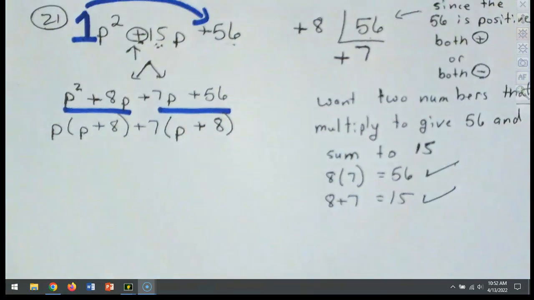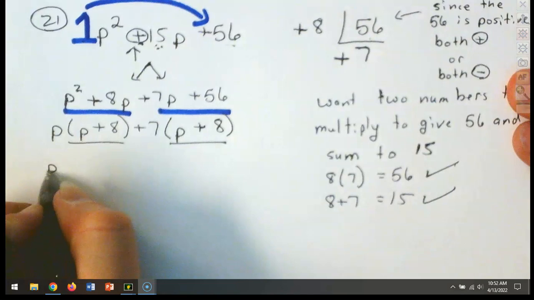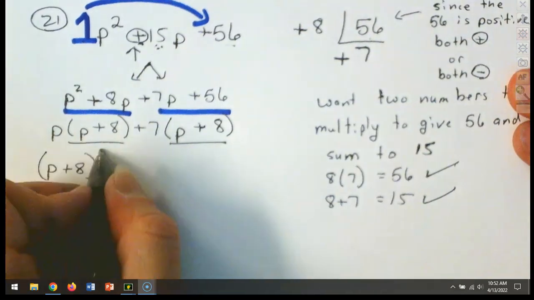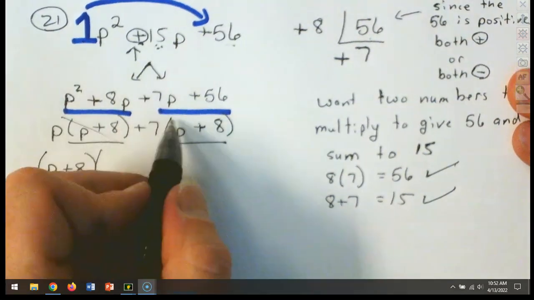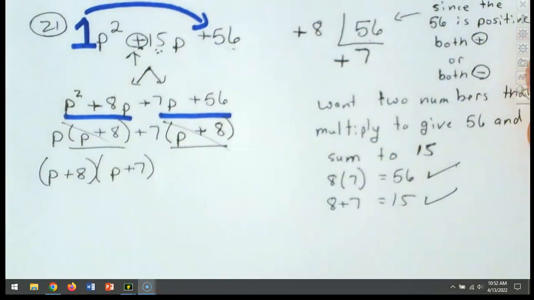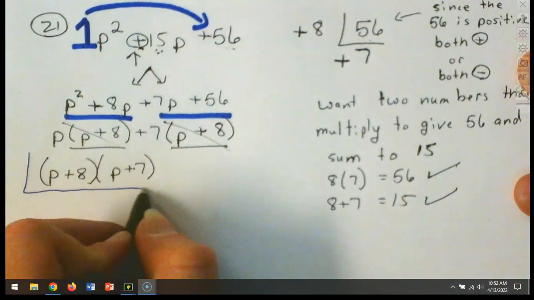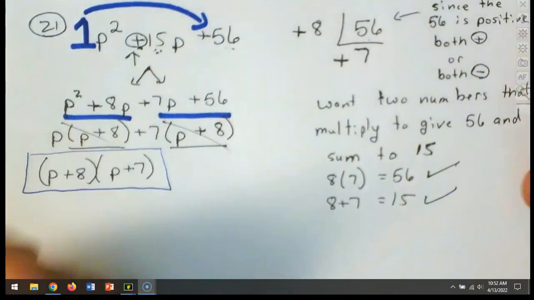Are my groupings the same? Yes, they are. So p plus 8 comes down, gone and gone, and what's left over? P plus 7, and that's going to be your final factored answer.